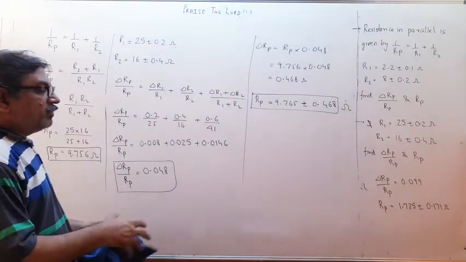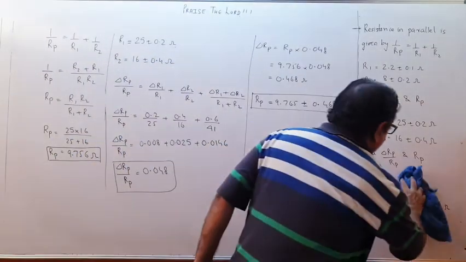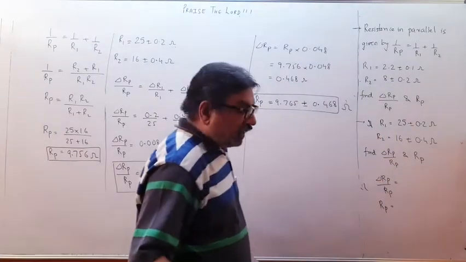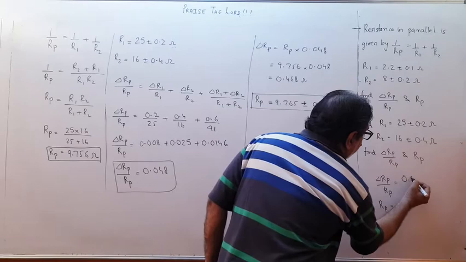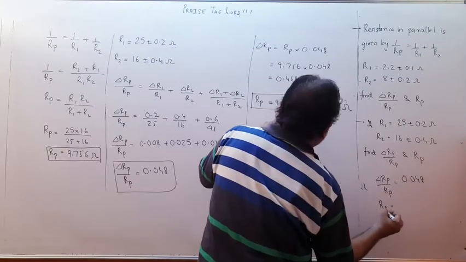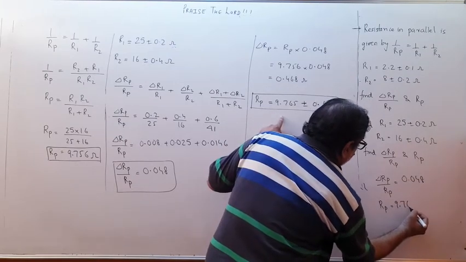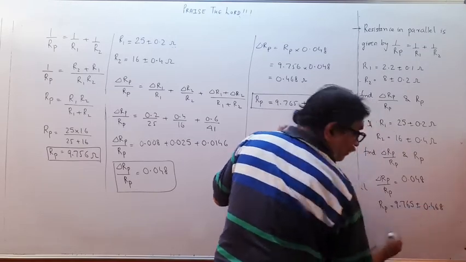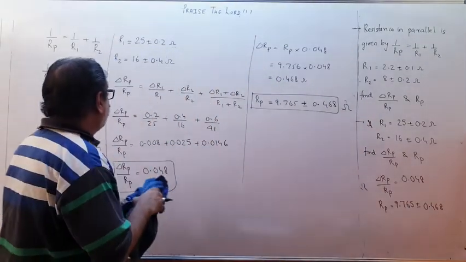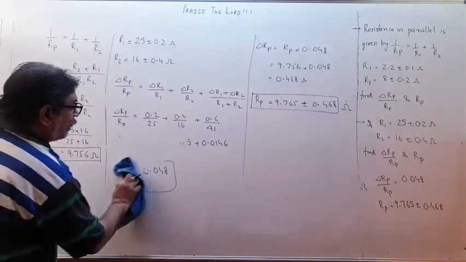Now we go by the second method, children. So I write over here. In this I am getting the answer as delta RP upon RP as 0.048. This is the relative error. And RP I am getting as 9.765 plus minus 0.468. Let us see by the second method what do we get.